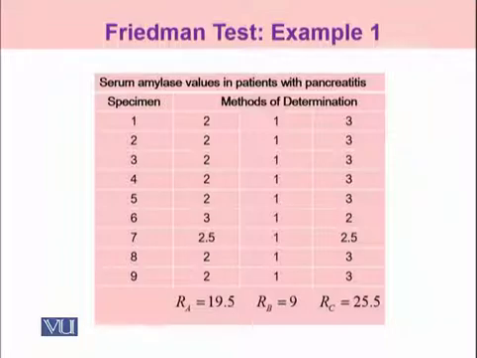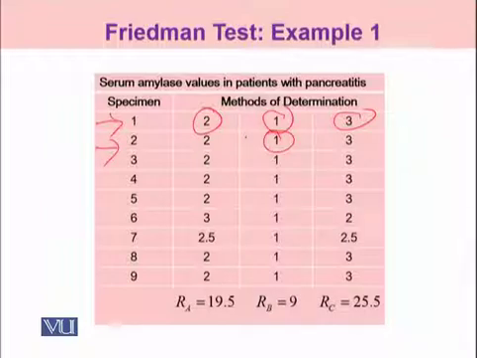If you see, students, the ranks we assigned are block wise. The minimum value is assigned 1, then the next value 2, and the largest value is assigned a rank of 3. Similarly for block 2, 1 is assigned to the second treatment value, then 2 to the first one, and then 3.